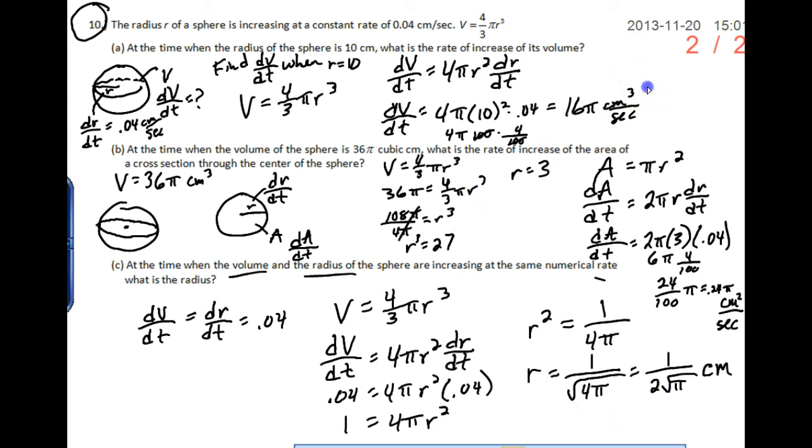So we get 16 pi centimeters cubed per second, 0.24 pi centimeters squared per second, and 1 over 2 root pi centimeters. Hopefully you were able to follow these. If you need to go back, you can always review these on my website on the videos page.